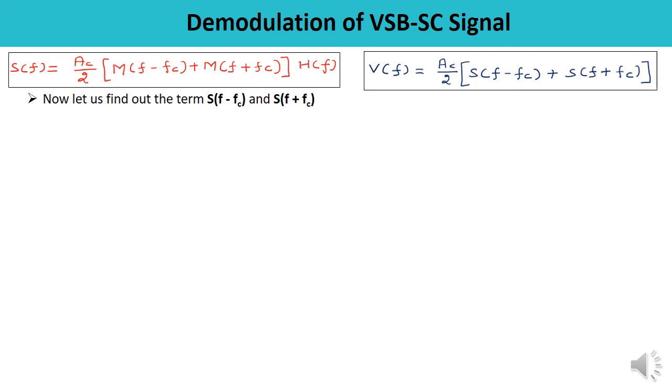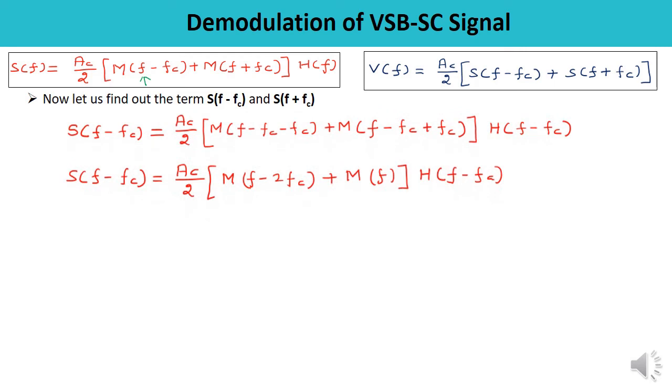So first calculating the value of S of f minus fc. So substitute f minus fc in place of f and then simplify it. You will be getting S of f minus fc equal to Ac by 2 [M(f minus fc) plus M(f minus 2fc)] into H(f minus fc). Just you have replaced the term f with f minus fc. This is what you have obtained over here.